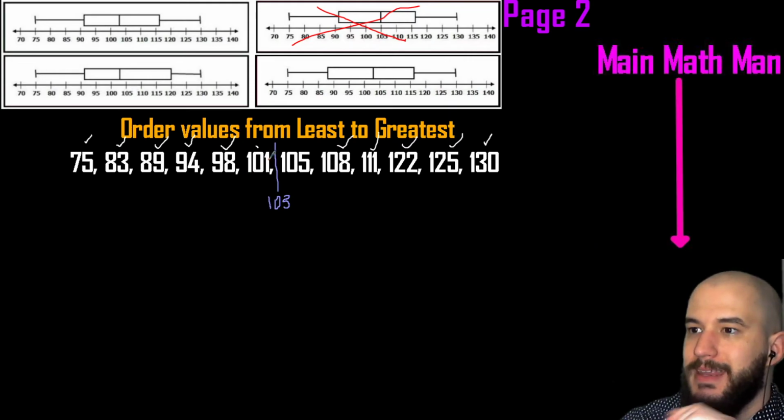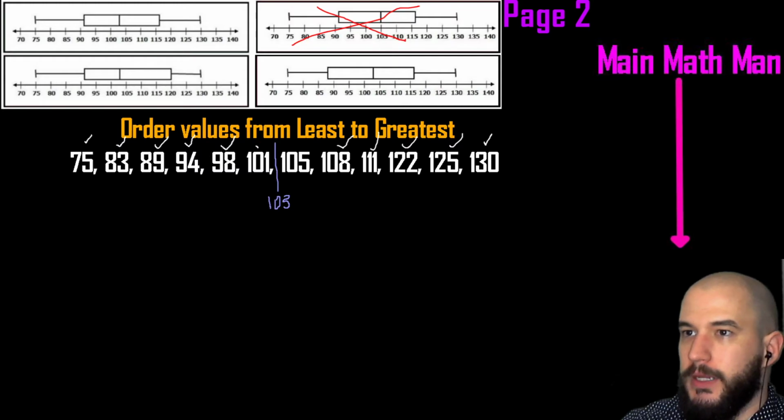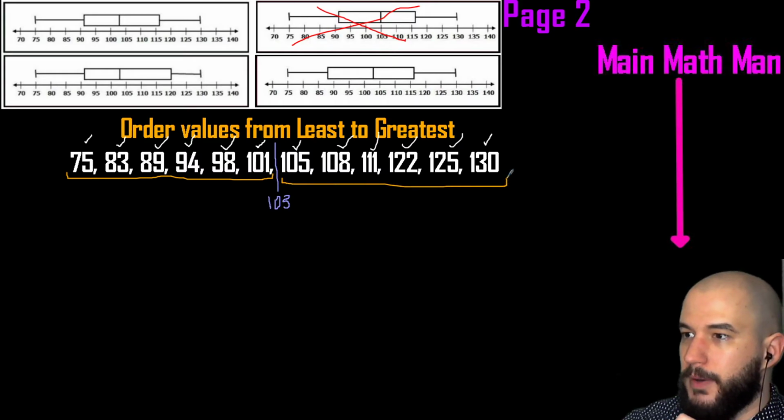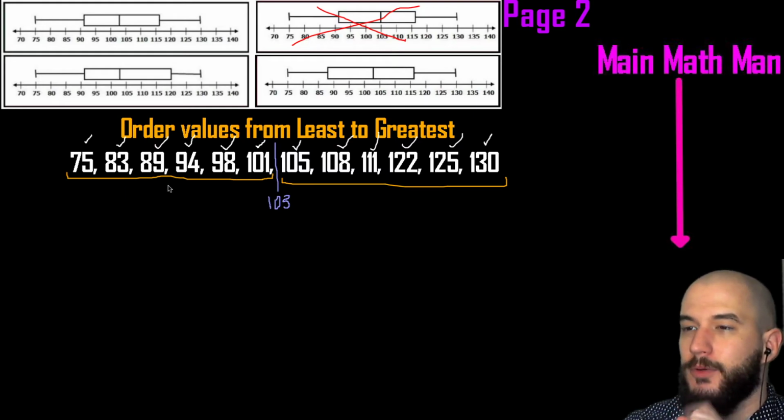Again, since we have that even number, even though we used that 101 and 105, you want to make sure that you're including them when you're trying to find the lower and upper quartiles. And so we're going to say, all right, this is our lower half, and this is our upper half. What's going to be our Q1, meaning our median of the lower half? What's going to be that?